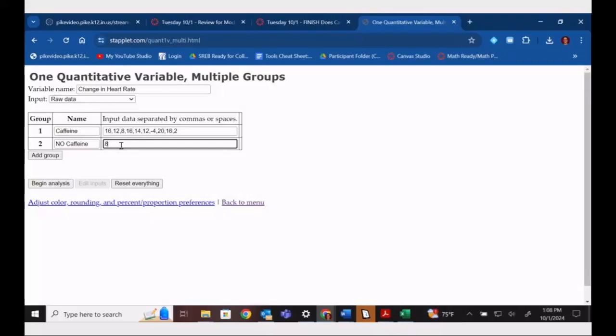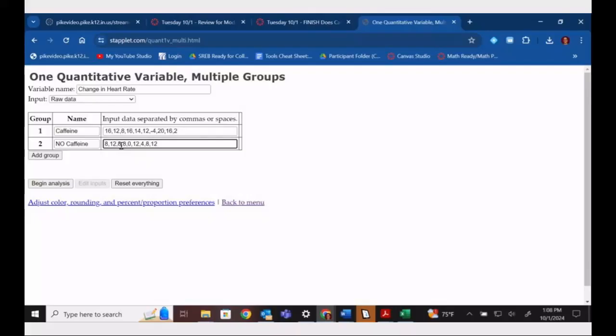Deborah. 8. 12. 8. 8. 0. 12. 4. 8. And 12. All right. 1, 2, 3, 4, 5, 6, 7, 8, 9. Perfect. I just wanted to make sure that I actually caught them all.